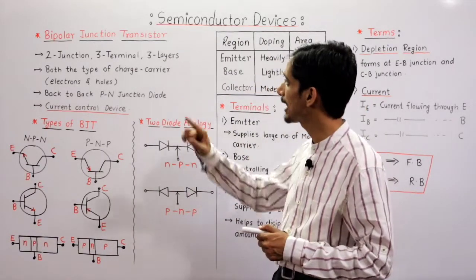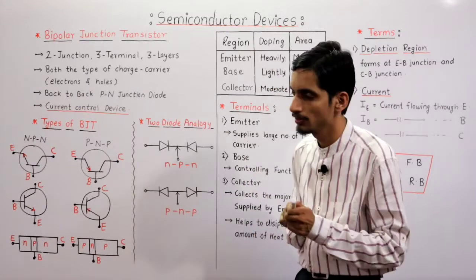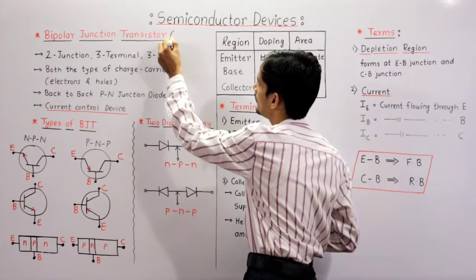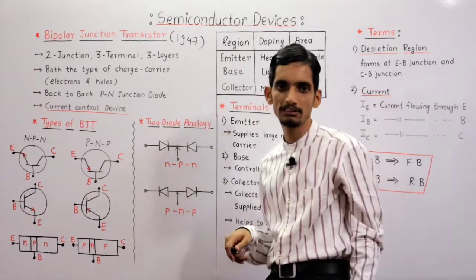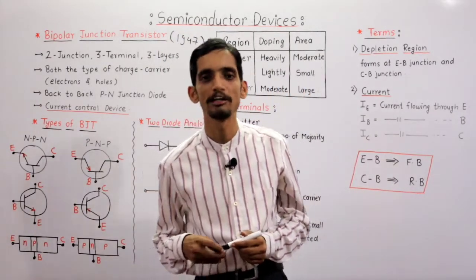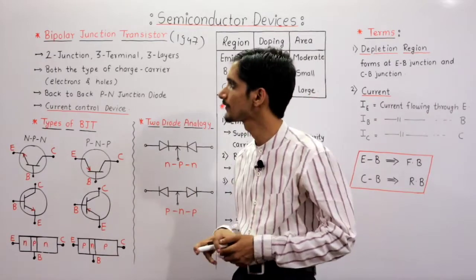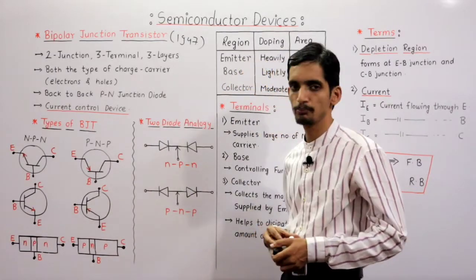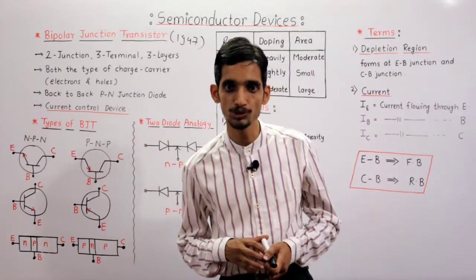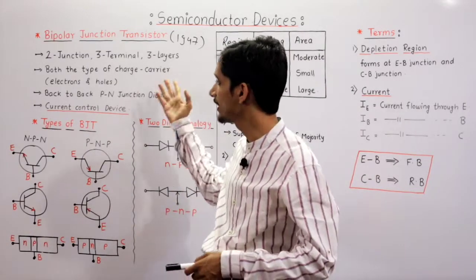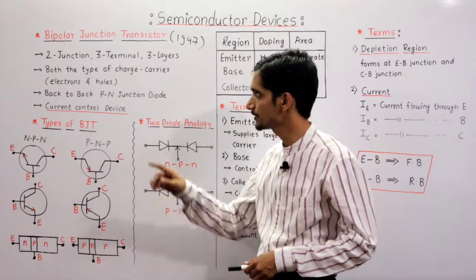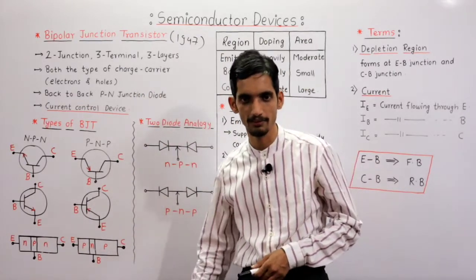This BJT, that is bipolar junction transistor, was invented in the year 1947 by three scientists, Bardeen, Brattain and Shockley. Now this BJT is basically a two junction, three terminal and three layer device. So this is a two junction, three terminal, three layer device.